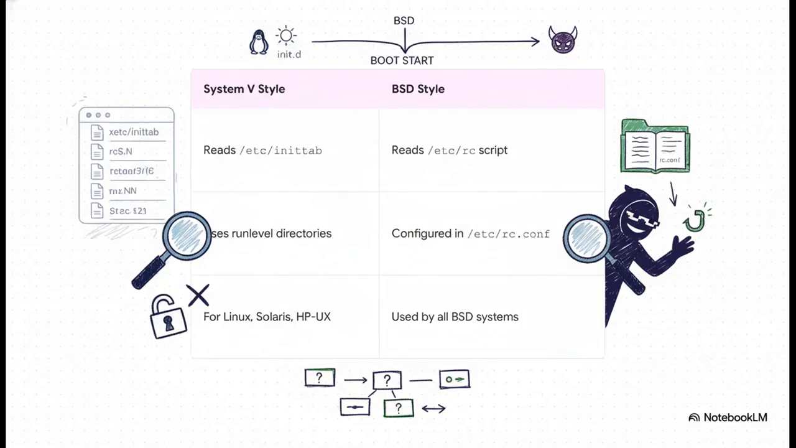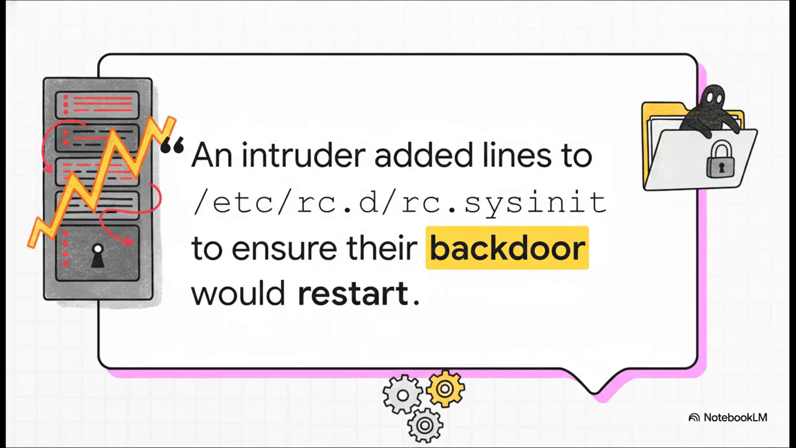You see, there are basically two main ways a Unix system gets itself up and running. The System V style, which you'll see on most Linux systems, and the BSD style. Each one has its own unique roadmap of files and scripts it follows. For an attacker, this is like an all-you-can-eat buffet of hiding spots. All these different places where they can tuck away one or two lines of code to give themselves a permanent backdoor. And this isn't just a theory.